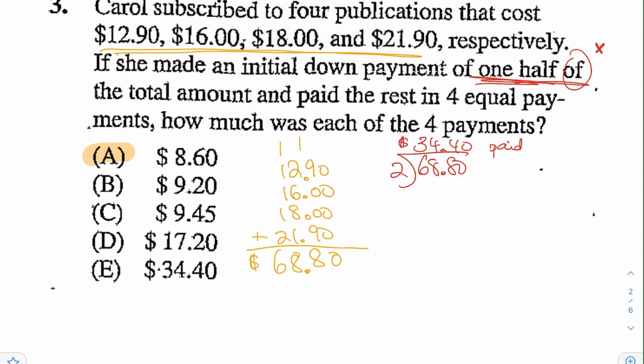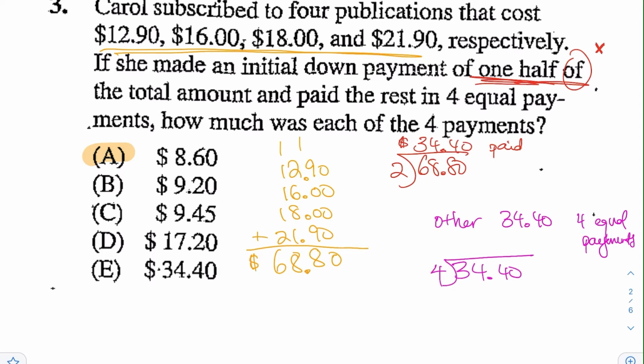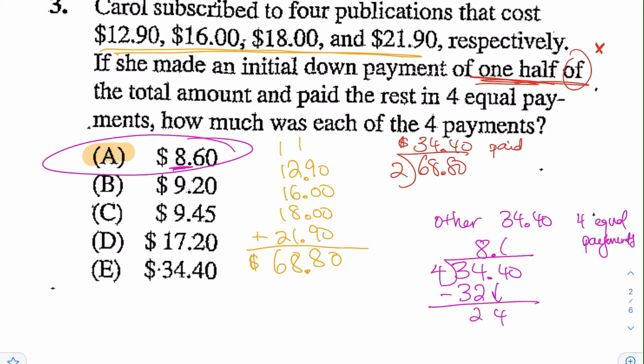Now the rest is also going to be the other $34.40. That's 4 equal payments. So you'll have to take $34.40 and divide it by 4. So 4 goes into 34 8 times. And 8 times 4 is 32. Actually, from there, you know the answer has to be A, because that's the only one with 8 in the ones place. Anyway, if you subtract, you get 24, which is 6. And you have to put the 0 again. So the answer is choice A.